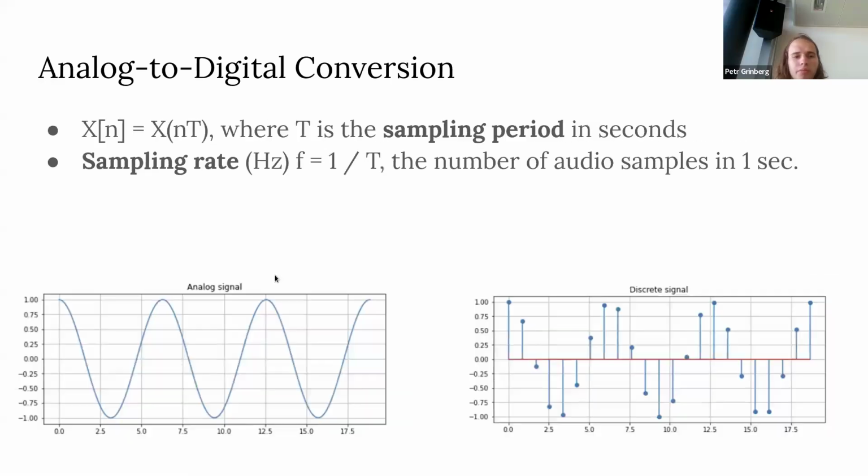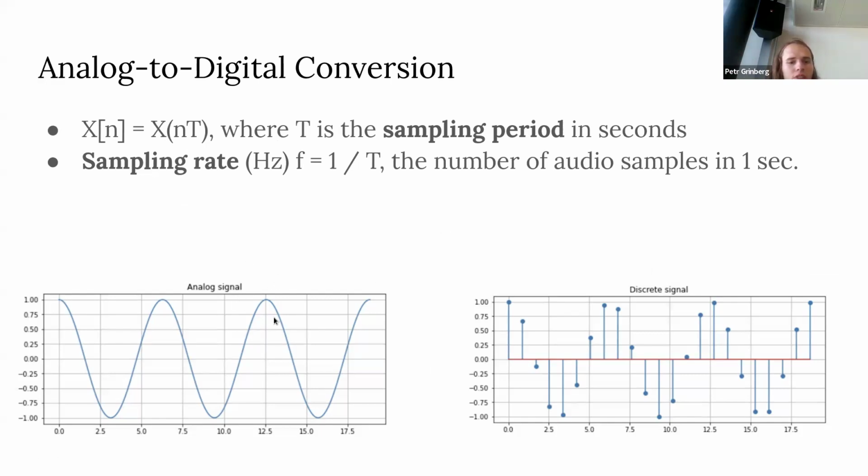And the sampler basically works like this. x of n is equal to x of nT, where T is the sampling period in seconds. Usually you don't work with the sampling period, but with the sampling rate in hertz, 1/second, F, which is equal to 1/T. So sampling rate basically means the number of audio samples in 1 second.